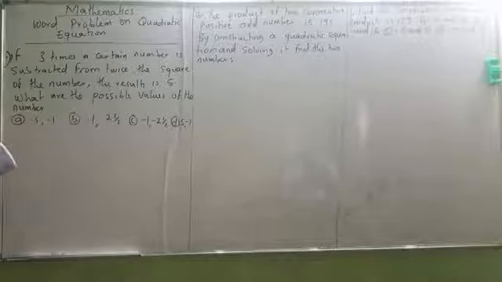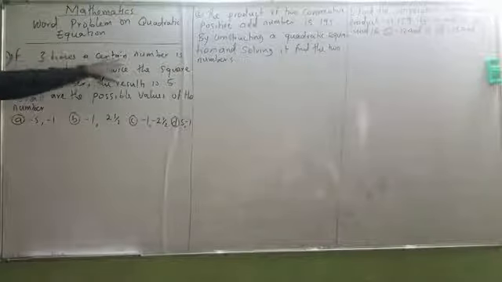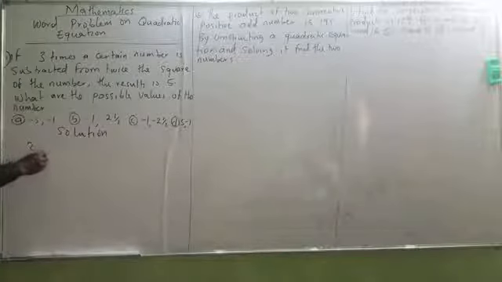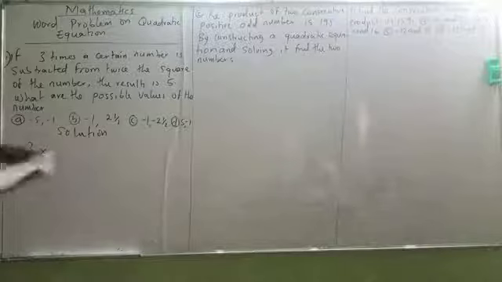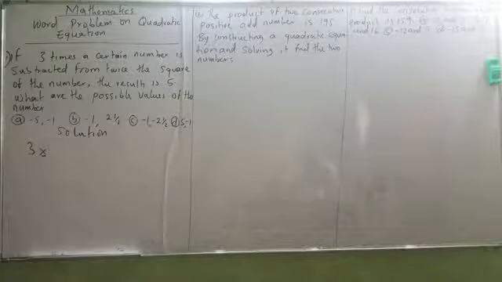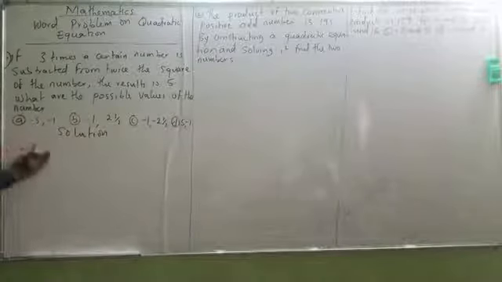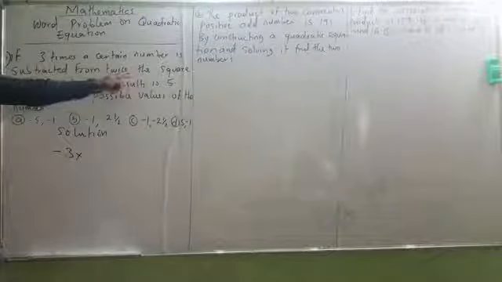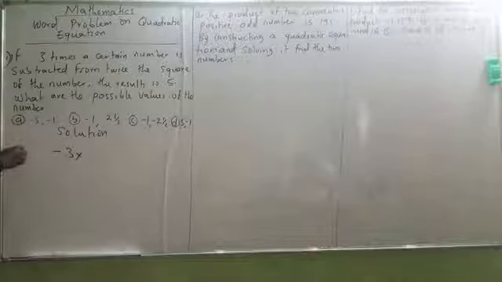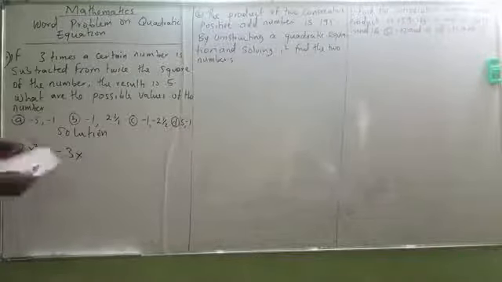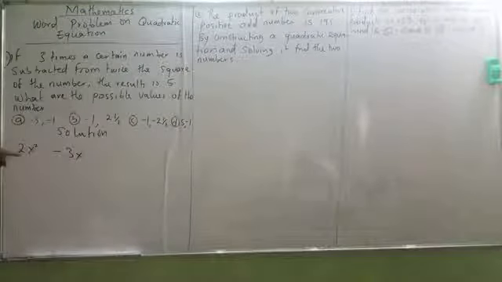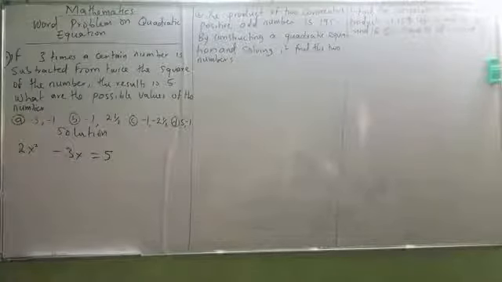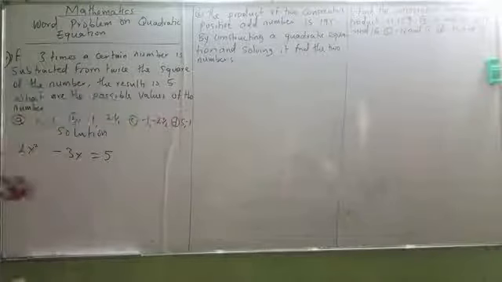The first question: if three times a number is subtracted from twice the square of the number, the result is 5. What are the possible values of the number? When somebody is talking about 3 times, this is what the person means: 3 times the number you don't know. So 3 times the number is subtracted from twice the square of the number.